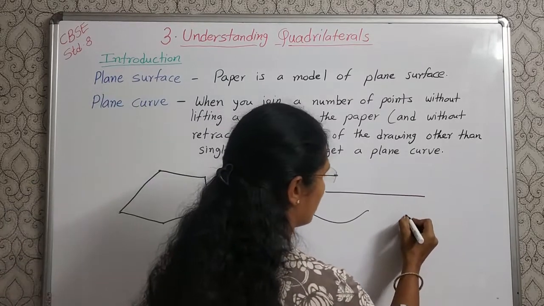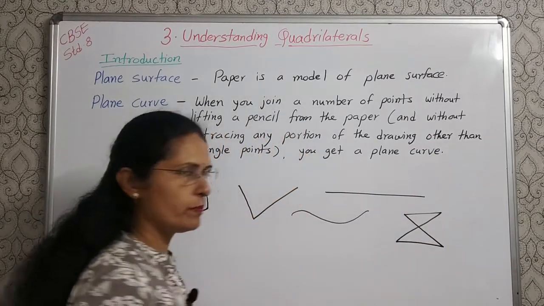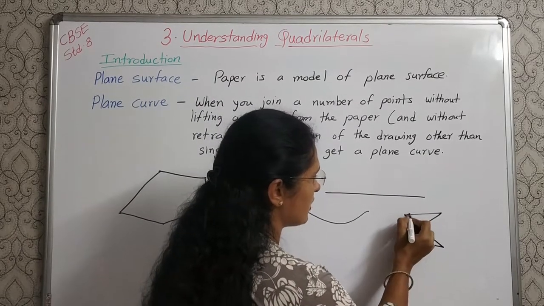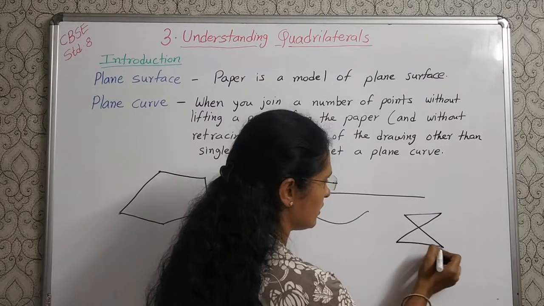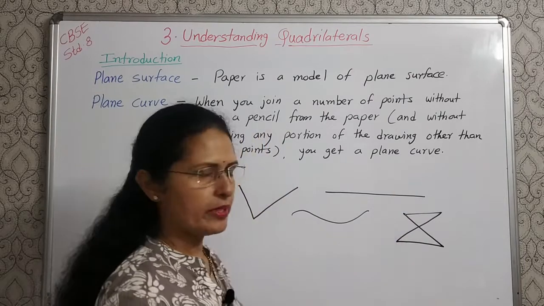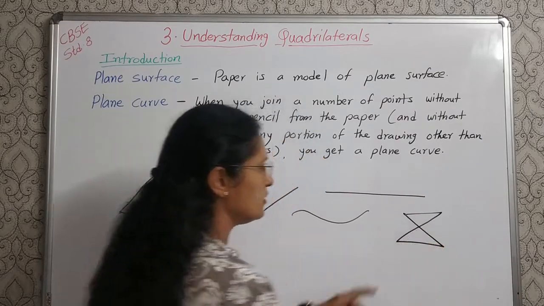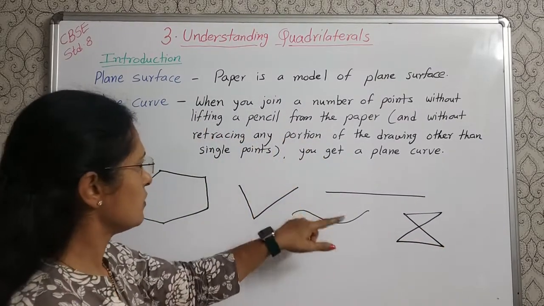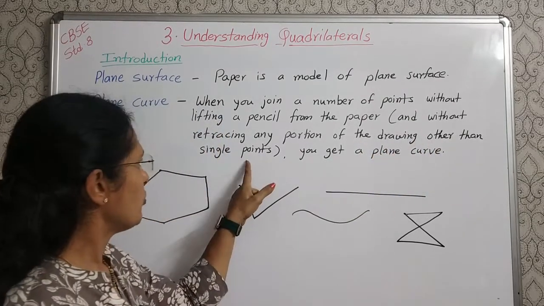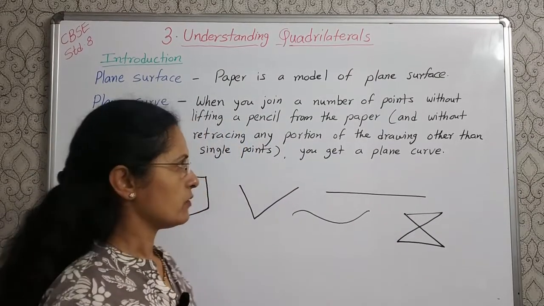Now see, if you draw the figure like this, this is also a plane curve, because here also I did not lift the pen. I started from here, then went here, here, and then here, and it ends here. So this is also a plane curve, and here these two segments are intersecting in one point. Even then this is a plane curve, because here it is given without retracing any portion of drawing other than single points. So you can retrace a single point, even then it is a plane curve.